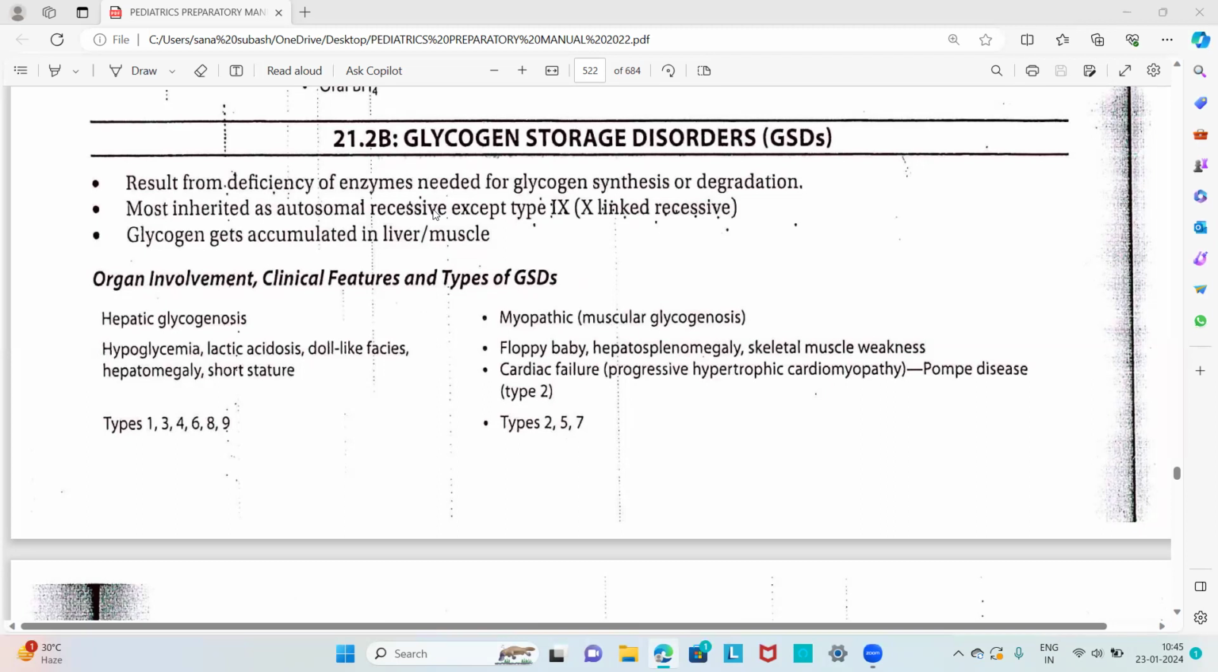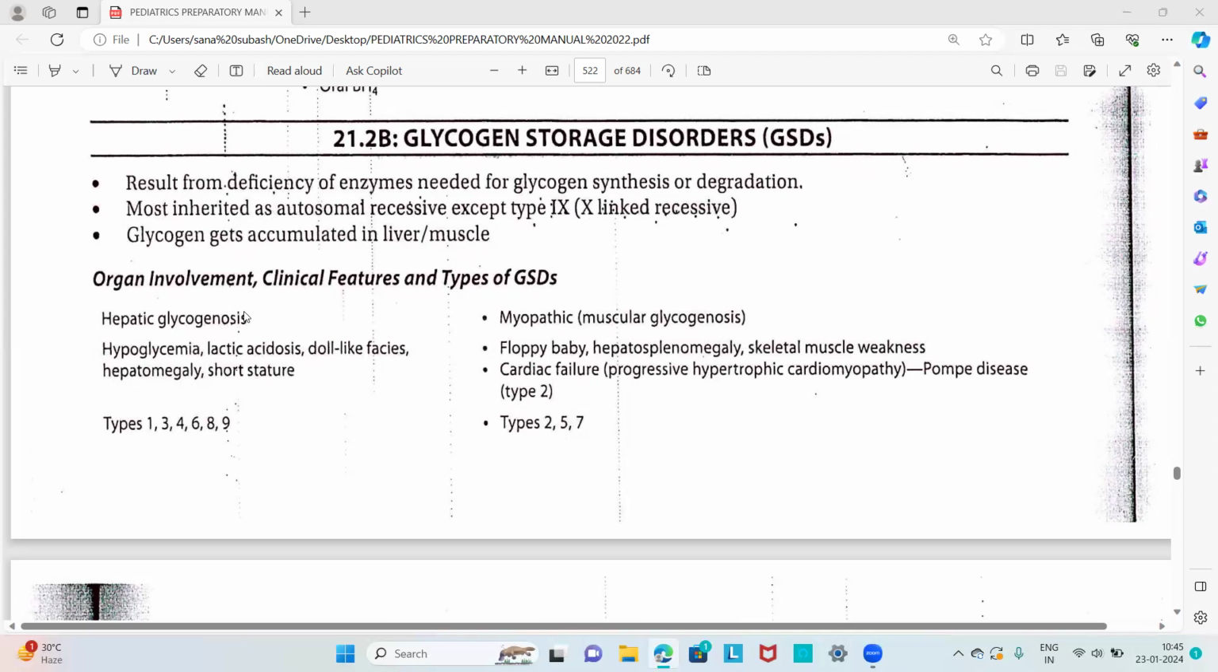It is mostly inherited as autosomal recessive, except type 9, which is X-linked recessive. Depending upon the organ involvement, we have two types of glycogen storage disorders: hepatic glycogenosis, and myopathic or muscular glycogenosis. These are the two types of the glycogen storage disorder.